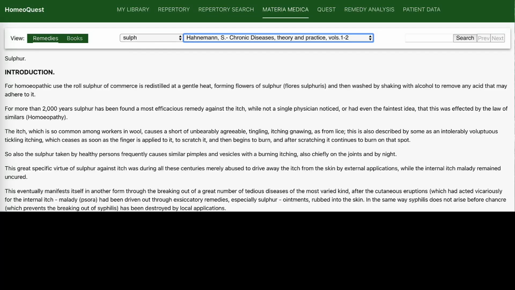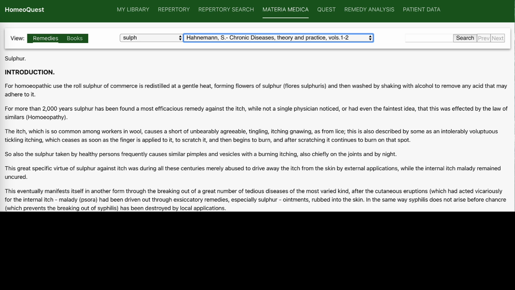So now, with that said, I will show you the process of how you determine the miasm in a remedy, and I will demonstrate that to you through the example of the remedy sulfur, and let's go there, right? So to start with, sulfur is an antipsoric remedy based on Hahnemannian miasm. Why? You check Hahnemann's Chronic Diseases, Theory and Practice, and that's where he writes. So this is based basically on his clinical understanding, right?